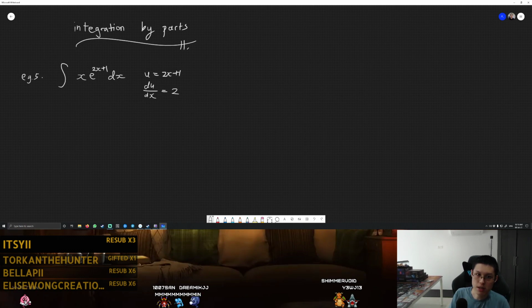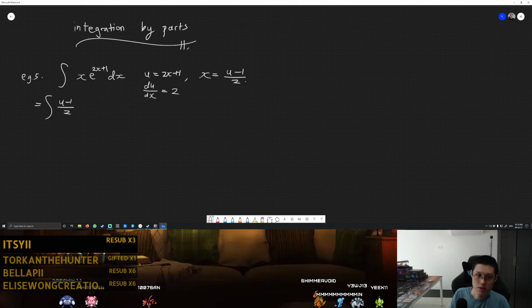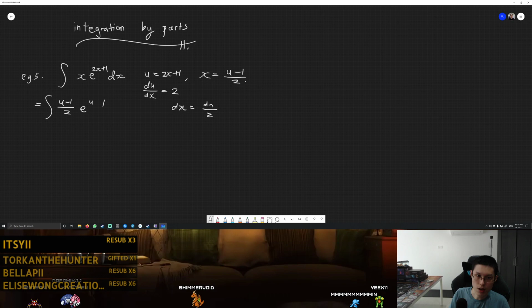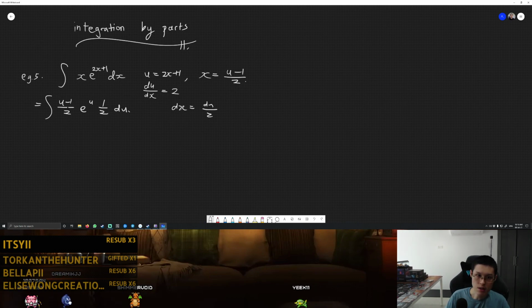Even if you try to replace the x with u, let's say you make x the subject, you're going to get u minus 1 over 2, and then you replace everything with u. Then maybe dx equals du over 2, so you get 1 over 2 du. You still can't really do much because the u's are in different orders. This one is down here, this one is up here as a power, so you can't actually continue. So what should you do?